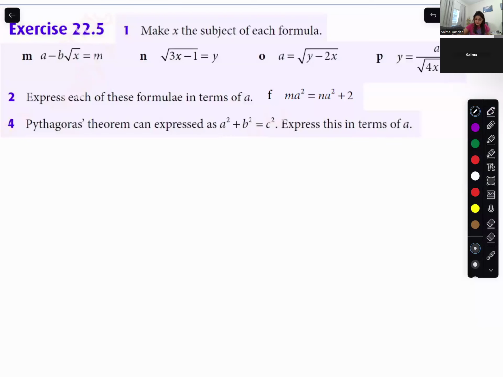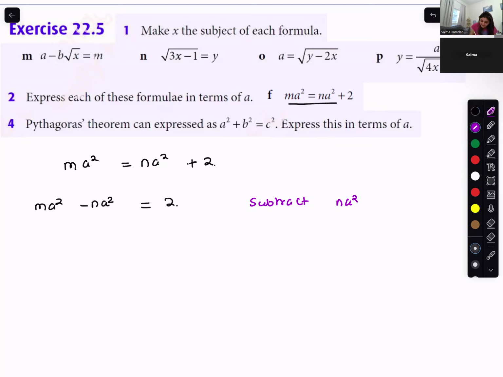Now I'll take question number 2. Express this in terms of a. Since I have to express this in terms of a, that is ma square is equal to na square plus 2. What I can do is get all the a on one side. So I will subtract na square from both the sides. So this will become ma square minus na square is equal to 2.